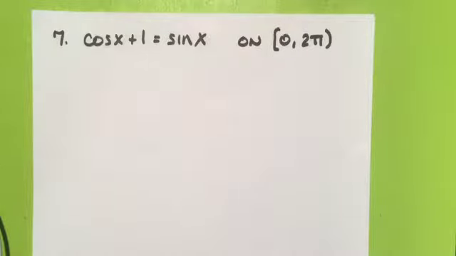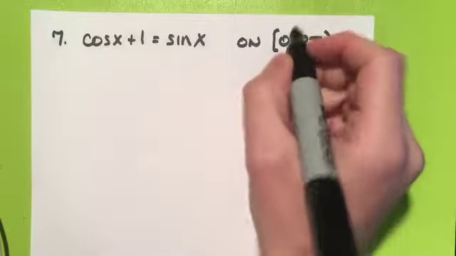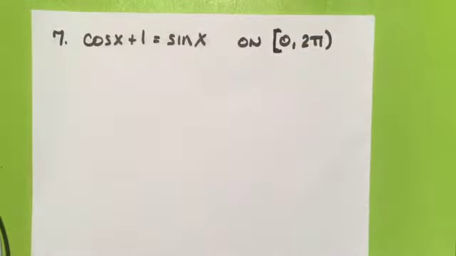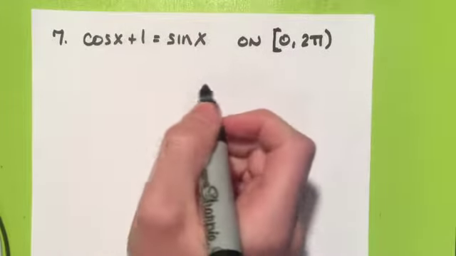Here we've got this cosine plus 1 equals sine. Cosine plus 1 equals sine. We're going to solve this from 0 to 2 pi. So we're going to have a restricted domain for that. Now here, struggling on what to do, how to approach this.